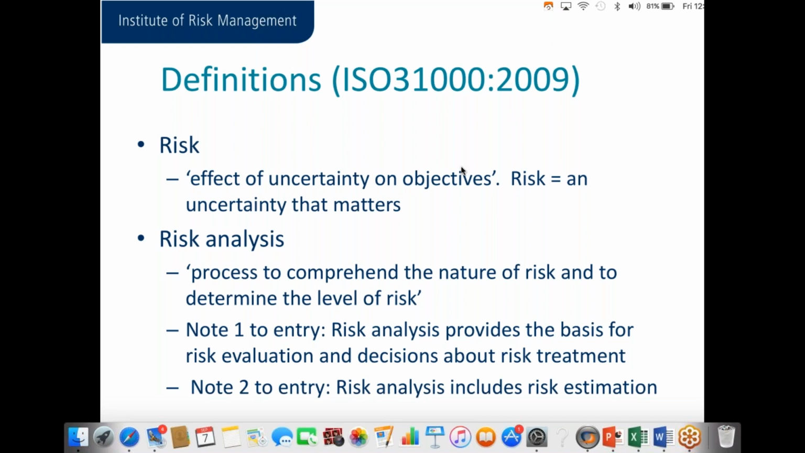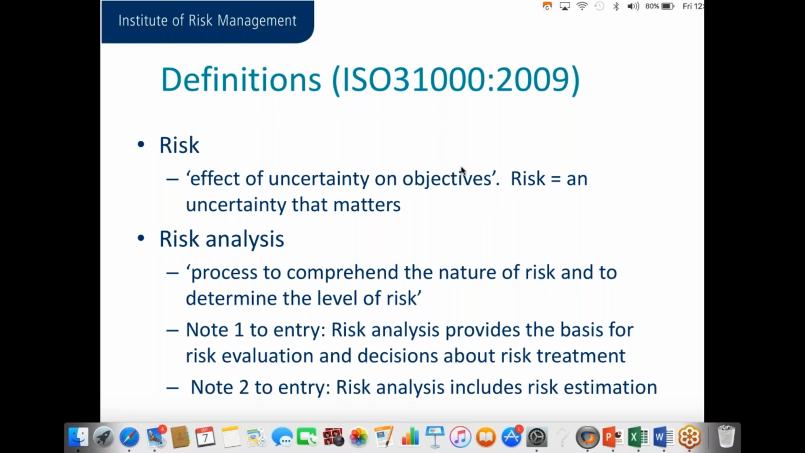Then we move on to the second definition here, and this is on risk analysis, because this is Unit 3 in the module. Risk analysis is the process to comprehend the nature of risk and to determine the level of risk. And I've put down a couple of notes in relation to this, and these are all definitions, by the way, from ISO 31000. Note 1 says risk analysis provides the basis for risk evaluation and decisions about risk treatment. So we need to be thinking about getting good quality information here, because people are going to use this information to make decisions.